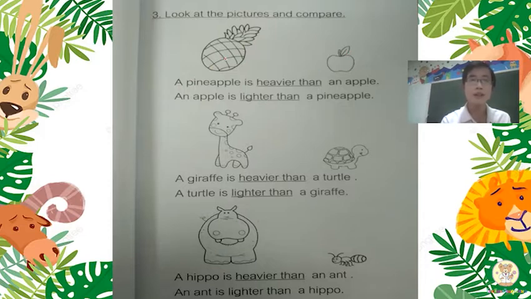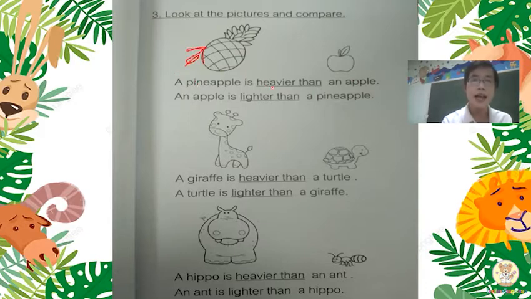So let's see the first sentence. How do they describe the two pictures? A pineapple is heavier than an apple. Let's see together. A pineapple is this picture.